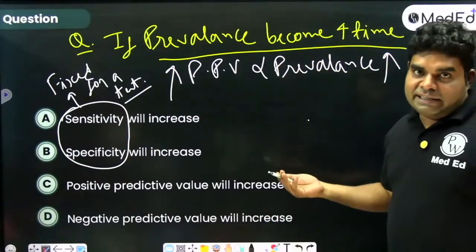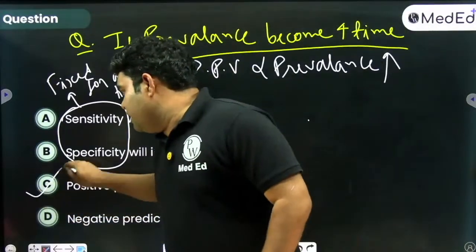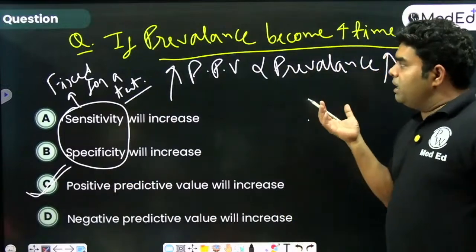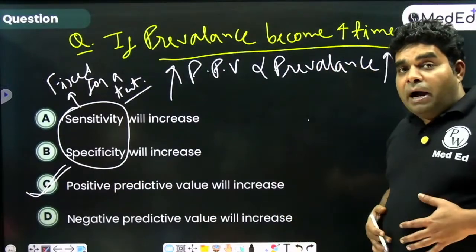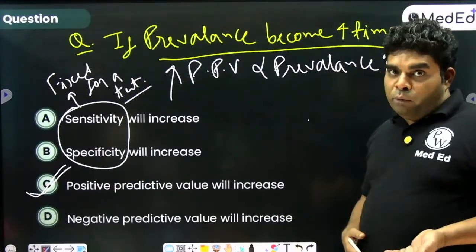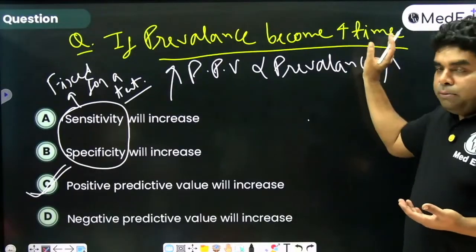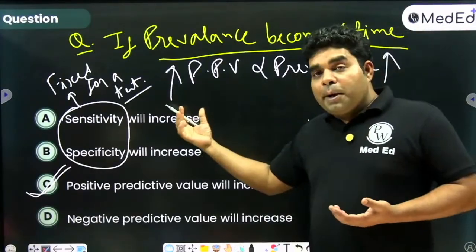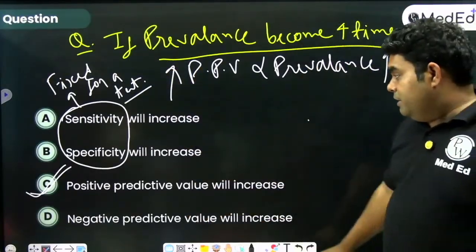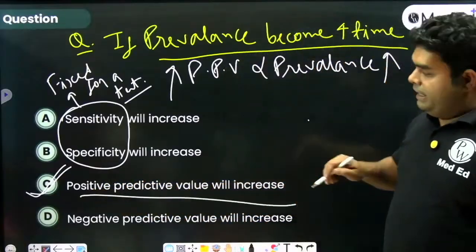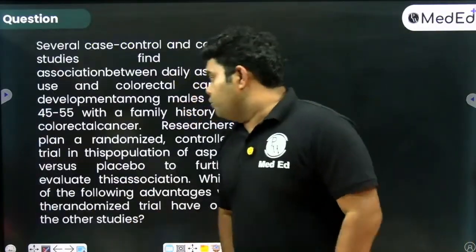PPV will increase. So the answer is option C. If prevalence becomes 4 times, because we know in Japan gastric cancer is 4 times more, prevalence is 4 times more, PPV becomes 4 times more. So positive predictive value will increase. Okay, that is the answer of that question.